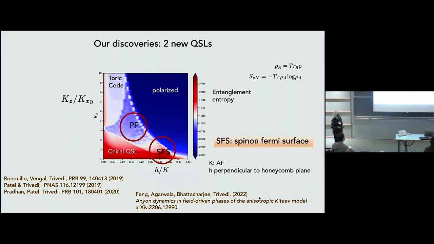And the other one, which is shown here at large anisotropy, Kz over Kxy, we have boldly called the primordial fractionalized phase. Primordial because the story I want to get across is that it's like a primordial soup of the universe. All the degrees of freedom are at the same energy scale. So from this, you can see the different phases and understand how they emerge from this one central phase.